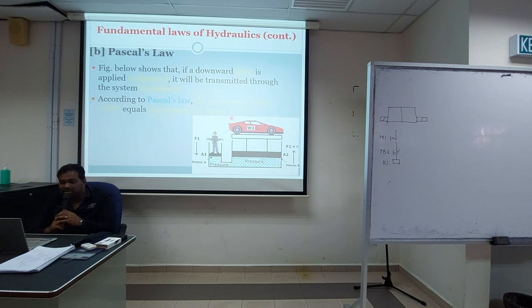Okay, so Pascal's law boleh tengok dekat sini. The figure below shows that if a downward force is applied to piston A, it will be transmitted through the system to piston B. So dalam gambar ni ada berapa piston? Ada dua piston, so piston A1 dengan A2. Kalau you tengok, size dia tak sama, area dia tak sama. Piston selalunya bulat kan. Dekat sini radius kurang, so the area is not big. Dekat sini area dia big, sebab dia punya surface area is big.